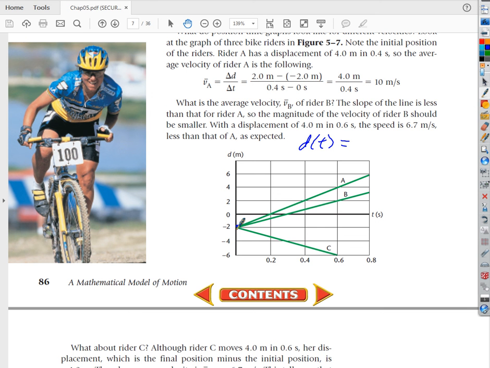So we're gonna calculate the slope. Here's how we could calculate a slope triangle, right? So what's our rise? What's our run? Okay, so then our slope is -4 meters over 0.6 seconds. What's that reduced to?